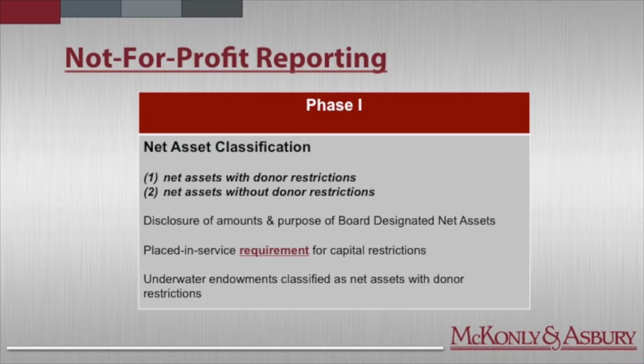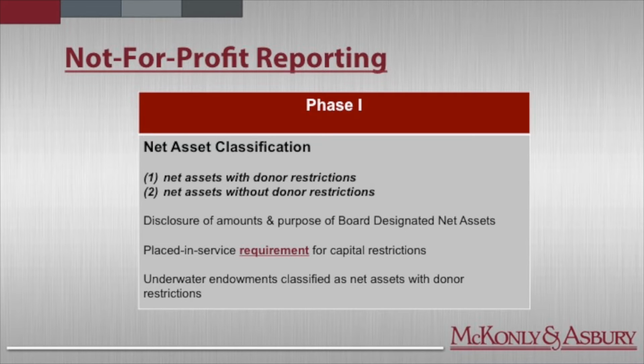Disclosure of the amounts and purpose of the board-designated pieces of those net assets without donor restrictions. You're going to have to disclose more information there, what it's for. A lot of organizations right now will say it's restricted for capital, it's restricted for endowment, or restricted for operations. They're going to be looking for a lot more detail within this standard about how the board is restricting that and for what purposes, a little bit beyond those 3 items that we are used to seeing.